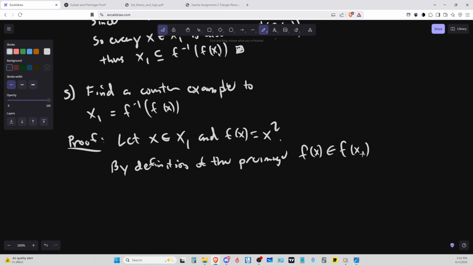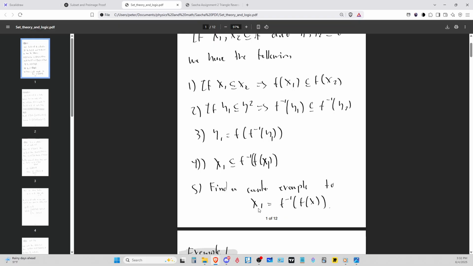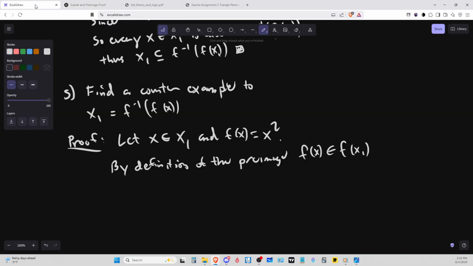There's a typo in the question. It's supposed to be x1 is equal to... I think that's what you wrote down, isn't it? Yeah, x1 is equal to... Oh, it's supposed to be x1. Okay. I didn't see the little x there. There we go.